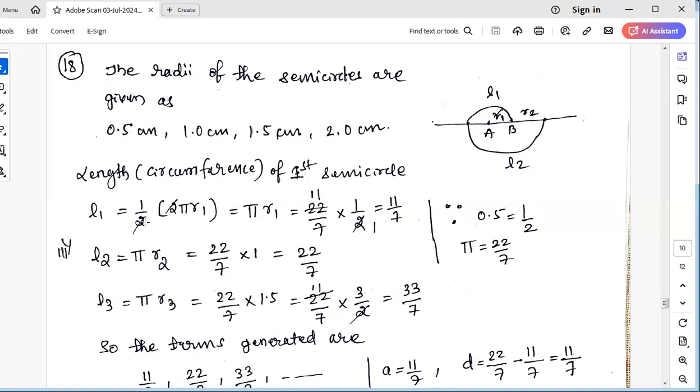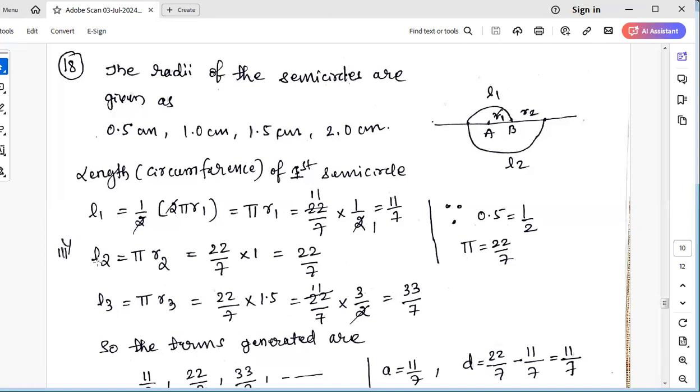So you have to divide this by 2, 2 pi R by 2, to get the length of the semicircle. That is why 1 by 2 into 2 pi R1 is the formula. So the 2 gets cancelled, and what is left is pi R1. The value of pi is 22 by 7 into R1. R1 is 0.5 centimeter, but you can write this 0.5 as 1 by 2. So it is 22 by 7 into 1 by 2. Here 2 elevens are 22, so it gets cancelled. So 11 into 1 is 11 divided by 7 is the first term.